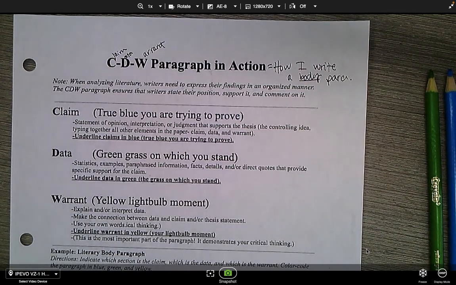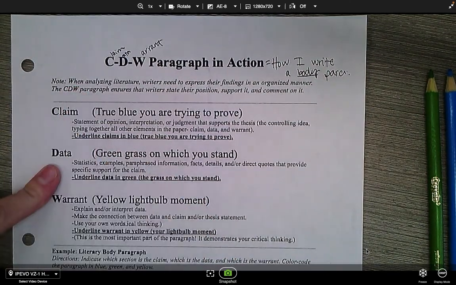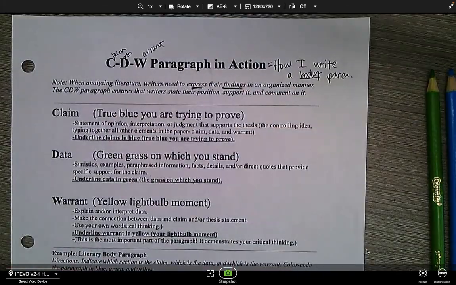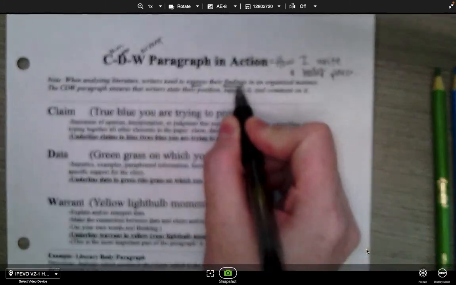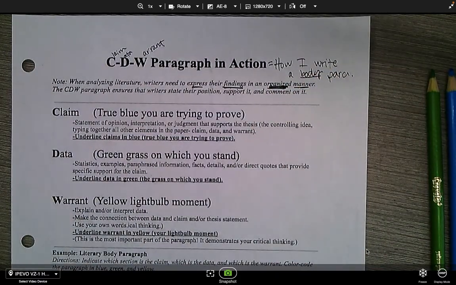When you turn these in to me, like final drafts of essays, everything, we turn them in blue, green, and yellow every single time. That being said, you can go ahead and look at the note. It says when analyzing literature, writers need to express their findings. Remember, we are always actively reading and underlining, and that'll help you in all of your classes like science and history, even your math word problems. Underline, annotate while you read. We are expressing our findings in an organized manner. If you are more science and mathematically minded, this is going to be right up your alley. This is like an equation for writing.